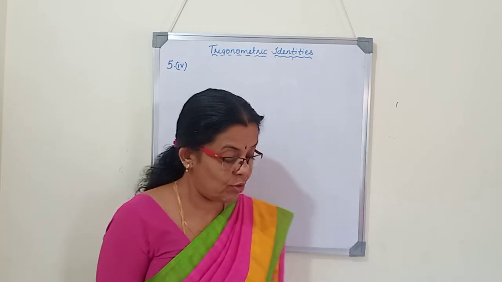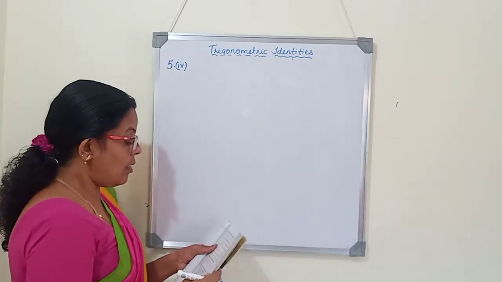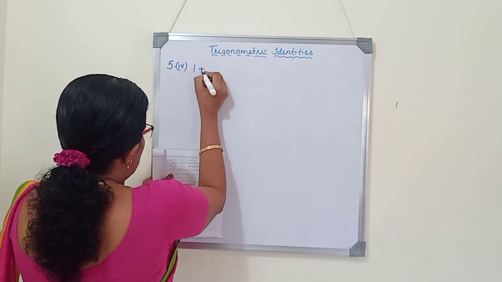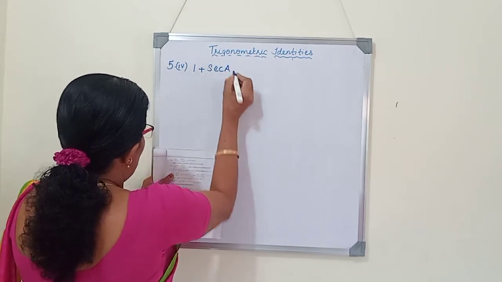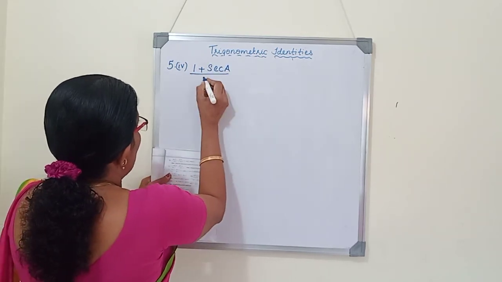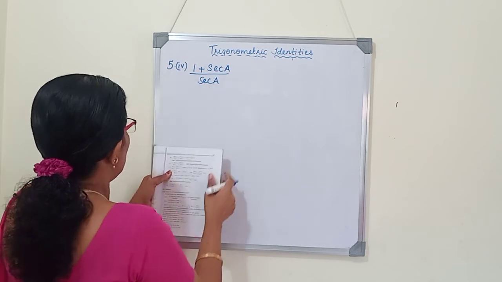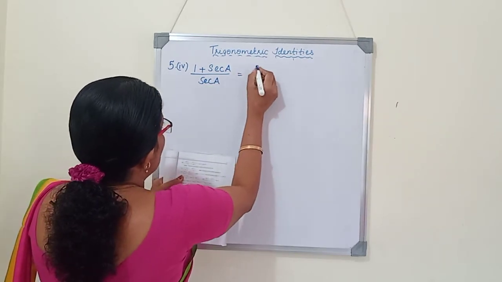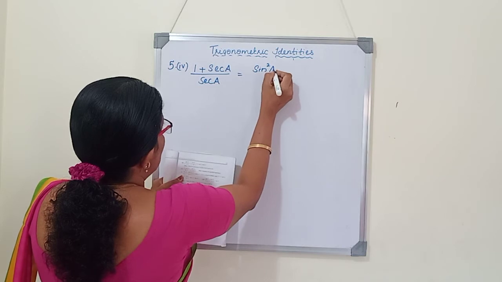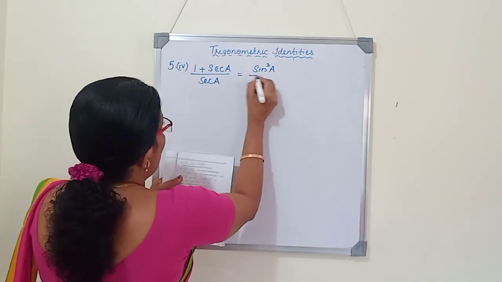5th main, 4th question. Prove that (1 plus sec A) divided by sec A is equal to sin square A by (1 minus cos A).